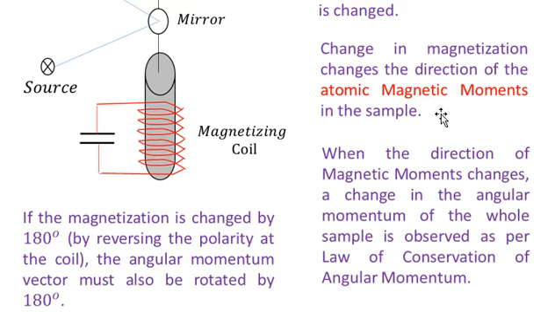You see that we have discussed the atomic magnetic moments. We have discussed two types of magnetic moments: orbital magnetic moments and spin magnetic moments. But here we are not talking about the specific one. Here we are keeping the magnetic moments in the general form, because these magnetic moments can stand as a sum of both magnetic moments, or as the superposition of those magnetic moments. So change in magnetization of the needle changes the direction of the atomic magnetic moments in the sample.